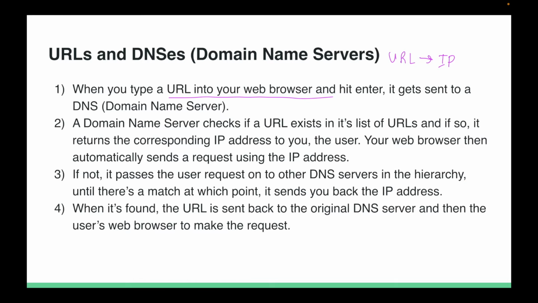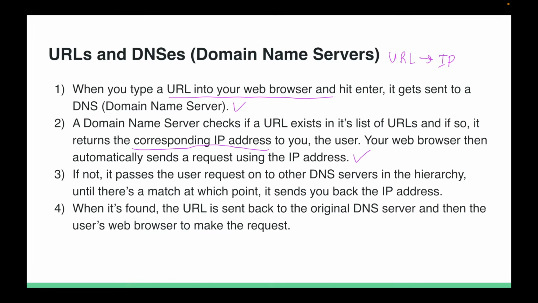When you do that, the domain name server checks if a URL exists in its list of URLs, and if so, it returns the corresponding IP address. So a domain name server basically contains a database or a table in which there are URLs on one side and IP addresses on the other side. It functions kind of like a phone book. If the URL you typed in exists on that particular domain name server, then it returns the IP address to you, or specifically your web browser, and then your web browser automatically sends a request using that IP address.